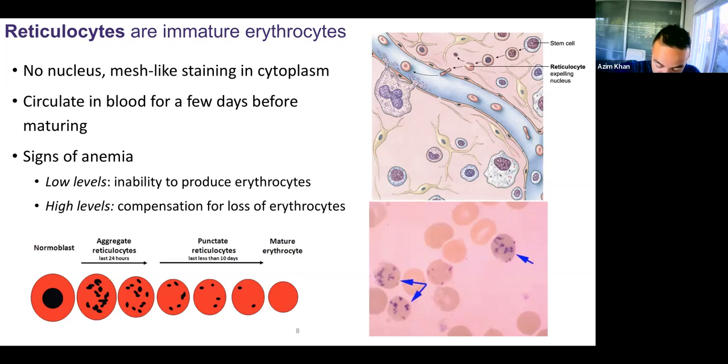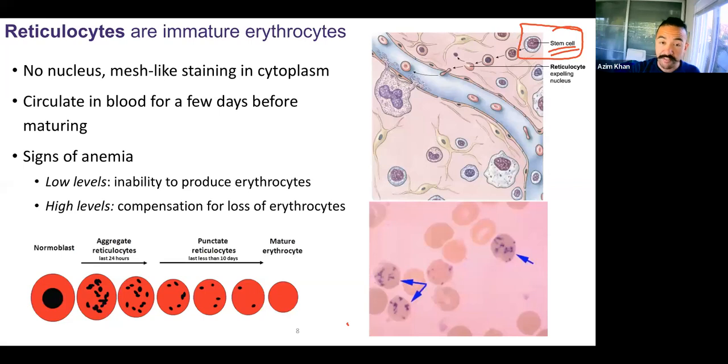So early in development, take a look at the top right. Early in development, you have a stem cell here in the red bone marrow. That stem cell differentiates. And you notice it does have a nucleus, it has organelles, but at some point during that development, it expels its nucleus. So now it no longer has a nucleus, and that's how it gets its biconcave shape. It also allows it to squeeze through into the blood vessel lumen. So here it is inside of the blood vessel now, and there's your red blood cell.